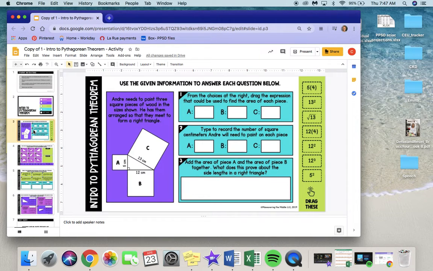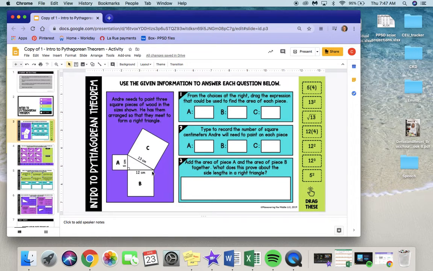Alright, so first up, we have this one here. Given the information, we need to click and drag into A, B, and C. If we look at this purple, it says Andre needs to paint 3 squares, and he has them arranged so that they meet and form a right triangle. We can see that this 13 is our hypotenuse because it's opposite of that 90-degree angle. We have a distance of 5 centimeters and 12 centimeters.